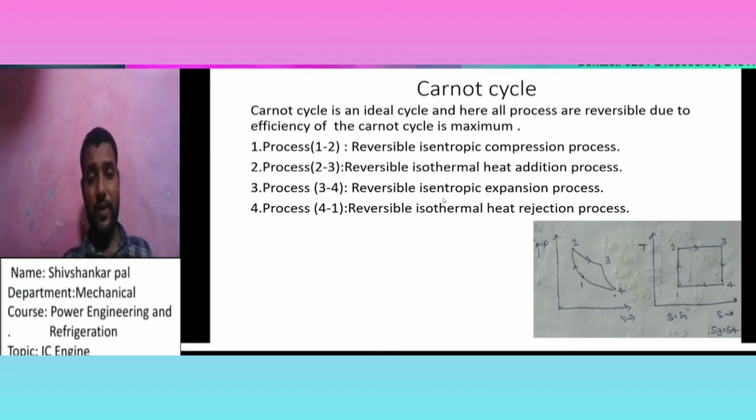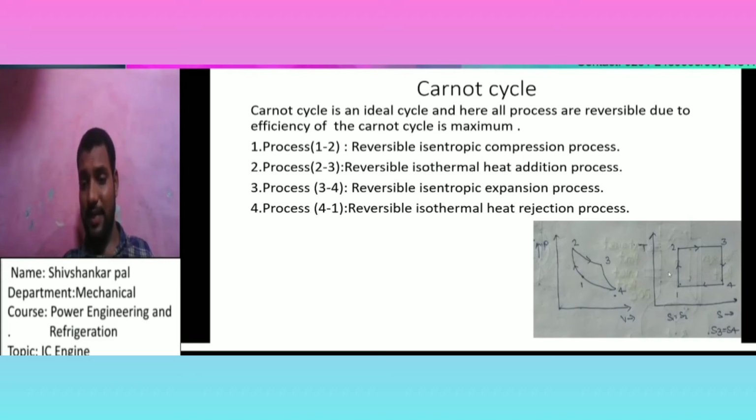3 to 4 is reversible isentropic expansion, meaning adiabatic expansion. In the TS diagram, 3 to 4 also makes a curve, that is the expansion process. The fourth process, 4 to 1, is reversible isothermal heat rejection. The 4 to 1 process is also isothermal, meaning temperature is constant. You can see that temperature T1 is equal to T4, so the Carnot cycle is completed.